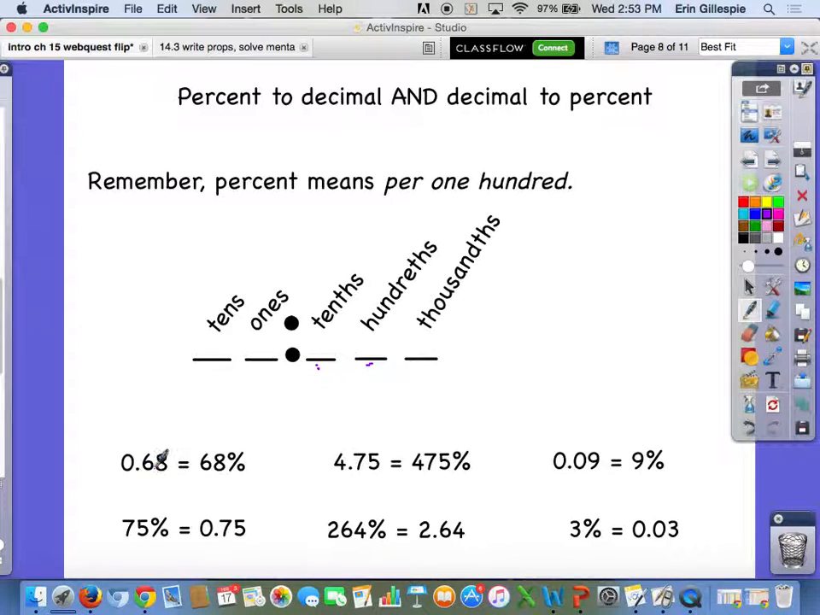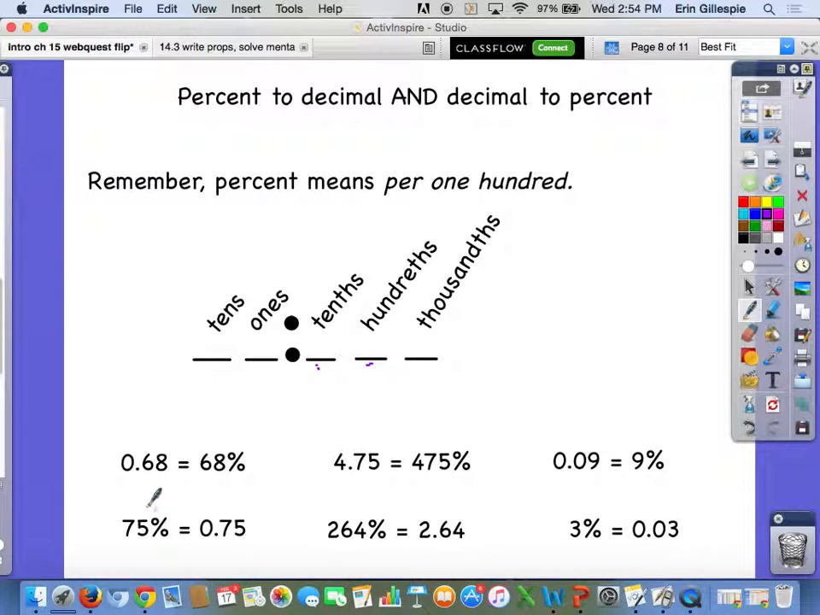68 hundredths, if you say it the right way, pretty easily tells you what that is as a percent. 68 hundredths means it's 68 over 100, so it's 68%. It's already being compared to 100. This is 4 and 75 hundredths. So this part is your percent, and that's the whole part of it. So 475%. 9 hundredths is 9%.